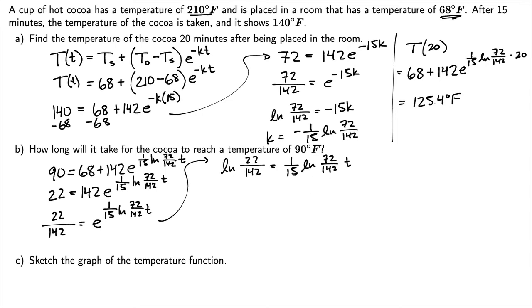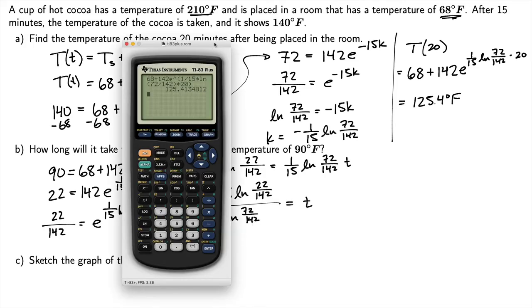So now I've got to get rid of all of this stuff to get my t. So we can multiply by 15. So 15 times natural log of 22 over 142, and then divide by that natural log of 72 over 142. And this is t. And now we can plug that into our calculator.